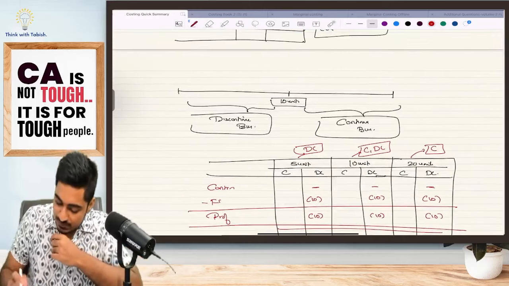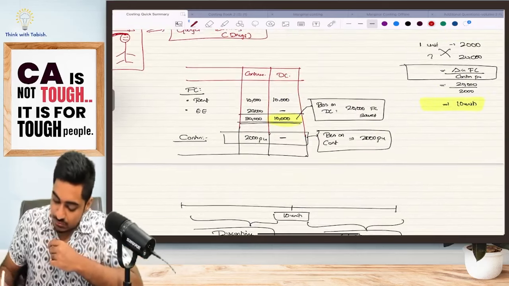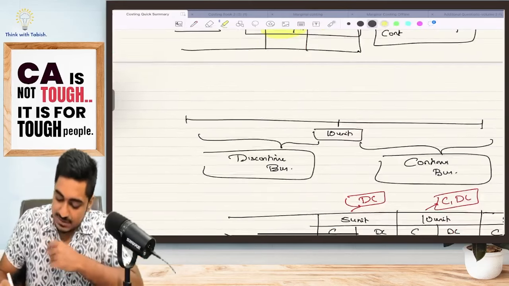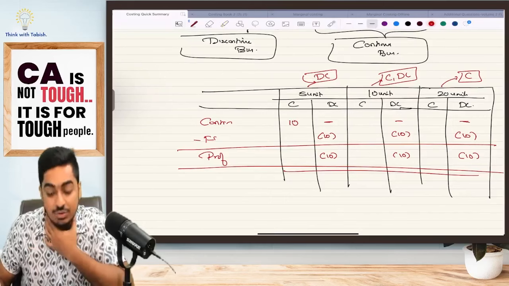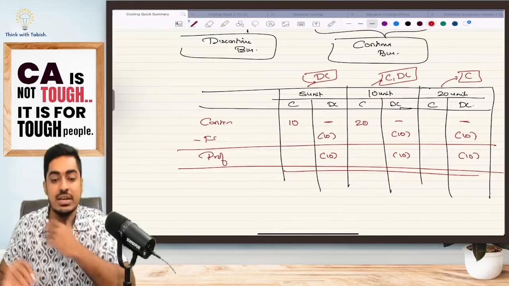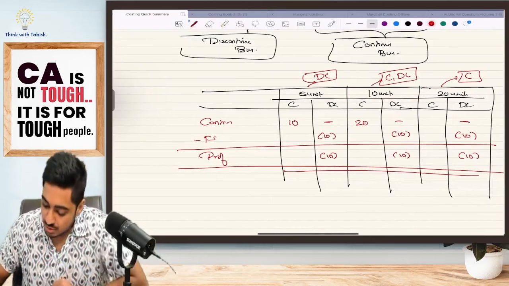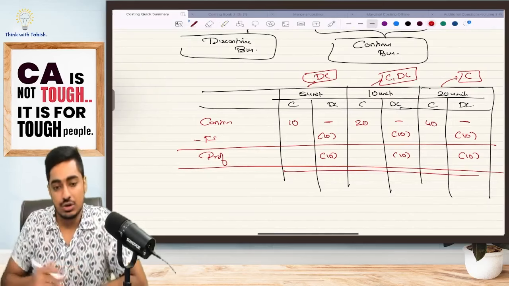But if we continue our business, we are earning contribution. How much contribution are we earning? We are earning a contribution of 2,000 per unit. That means if I sell 5 units, 2,000 into 5, 10,000 I will get. If I sell 10 units, 2,000 into 10, 20,000 I will get. If I sell 20 units, 2,000 into 20, 40,000. Yes or no? Yes, sir.